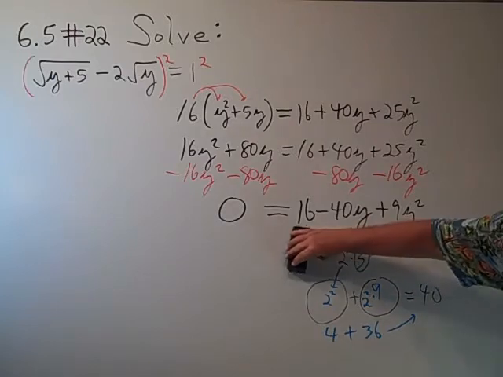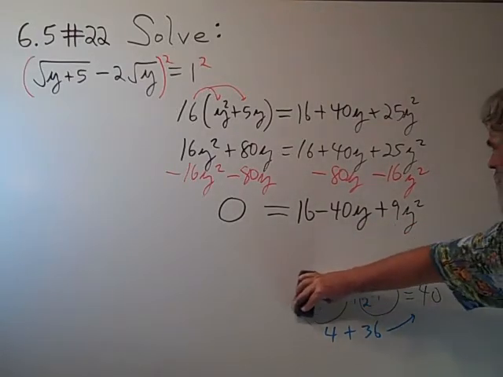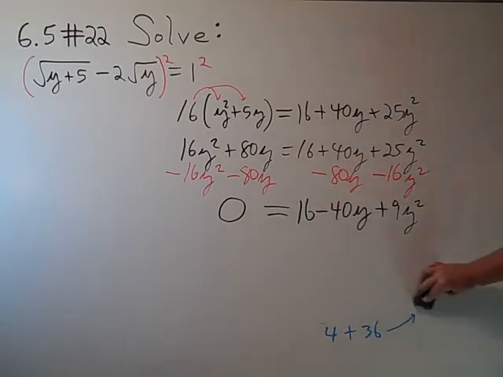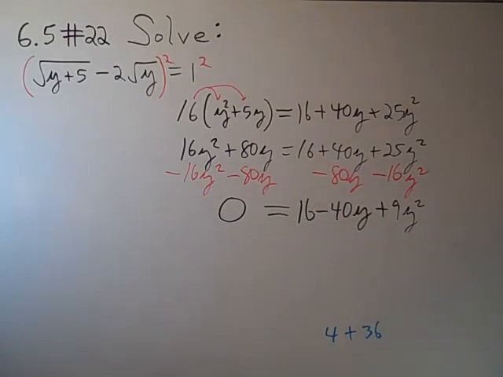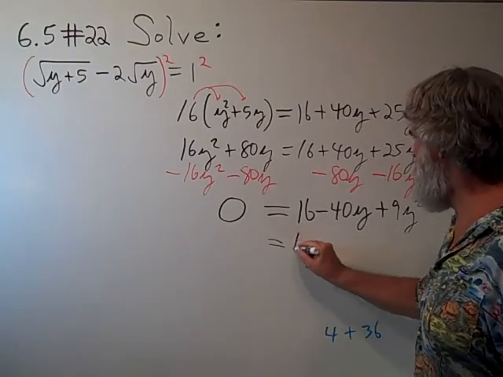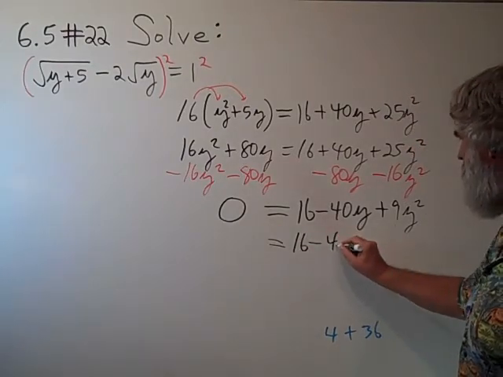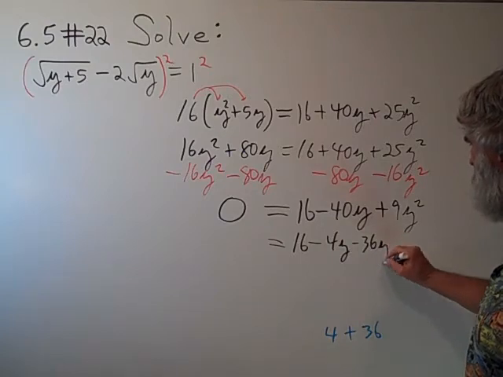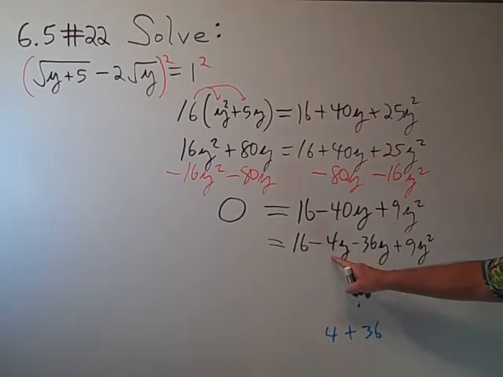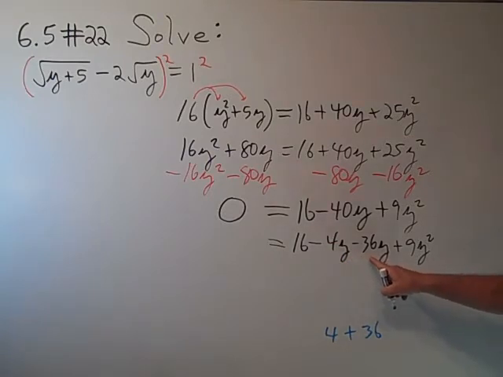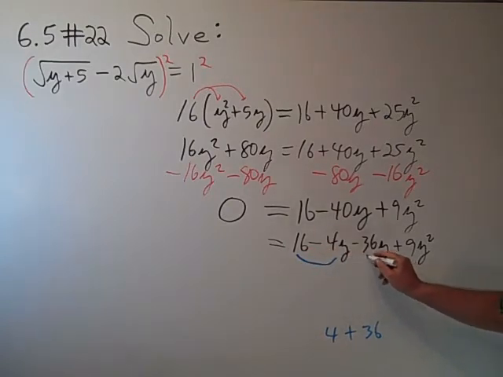So let's do that. So we write this as 16 negative 4y negative 36y plus 9y squared. And negative 4y negative 36y adds up to negative 40y. And now we can use factor by grouping to factor this polynomial.